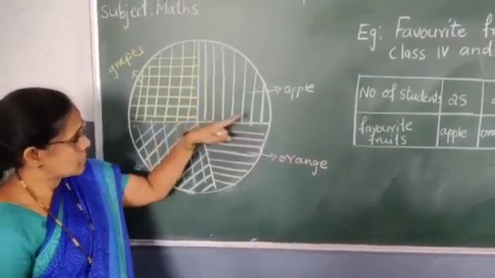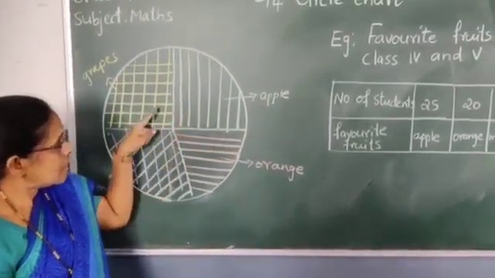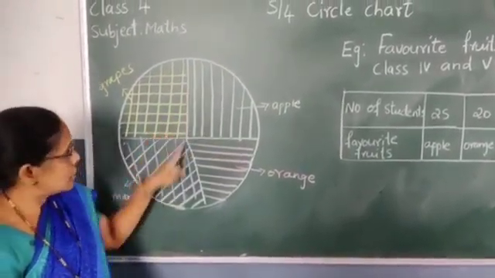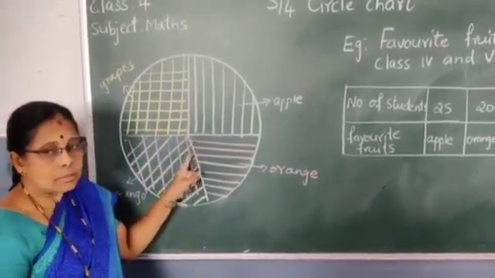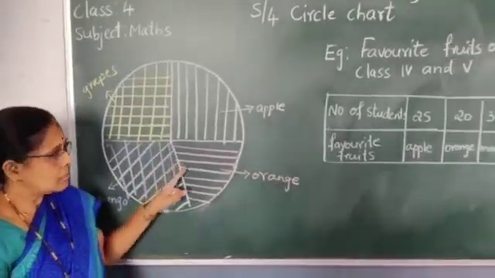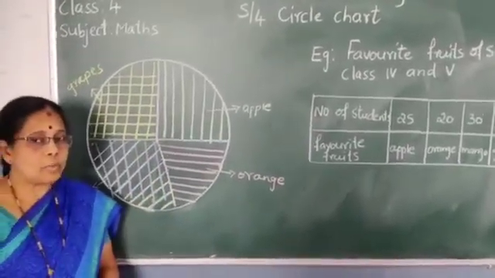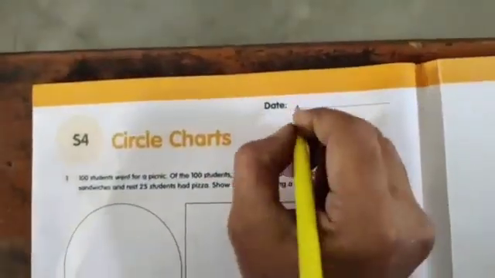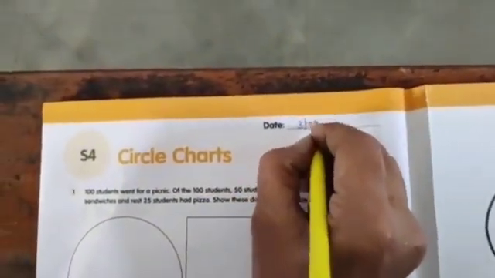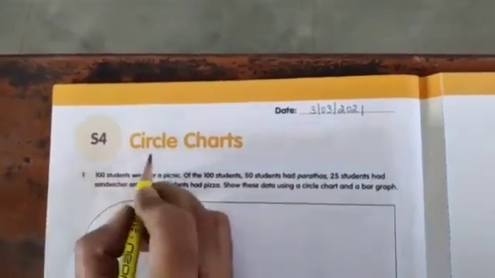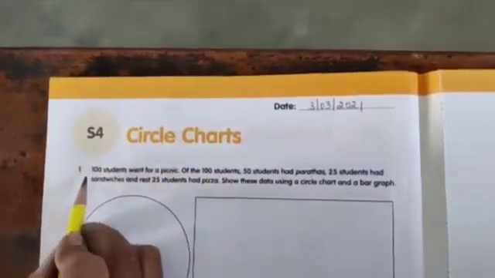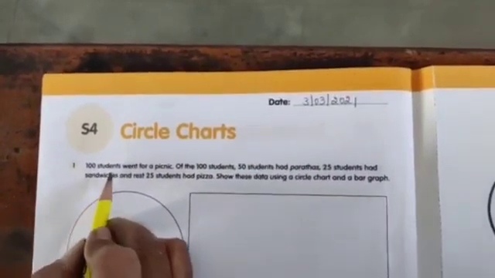Okay, you have to see the table. According to that, you have to divide the circle and mark the number of students. Okay. Now open your workbook. We'll do workbook exercise. Open your workbook, page number 48. Date 3/3/2021. S4 circle charts. First question.